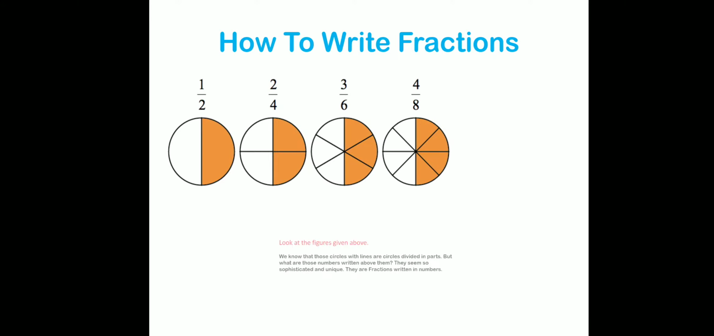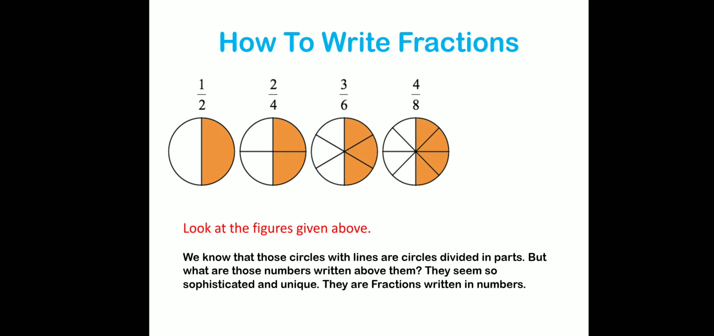Now let's see the sentence. Look at the figure given above. Well, we just took a look. We know that those circles with lines are circles divided into parts. But what are those numbers written above them? Now see, there are 4 circles with lines. We know those represent fractions. Those circles are divided into parts and it's a fraction. Yes, we know that. But can you see some numbers there? Something like 1, then there's a small line, and then there's 2. Wow, what are those? Let's see.